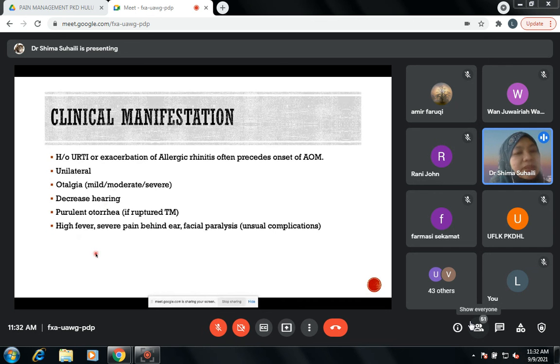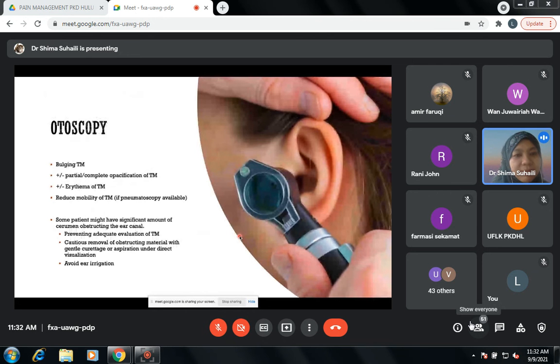And some of the patients might present with high-grade fever, severe pain behind here and facial paralysis. And these three are the unusual complications that patients can present with AOM. Okay, so that is the clinical manifestation.